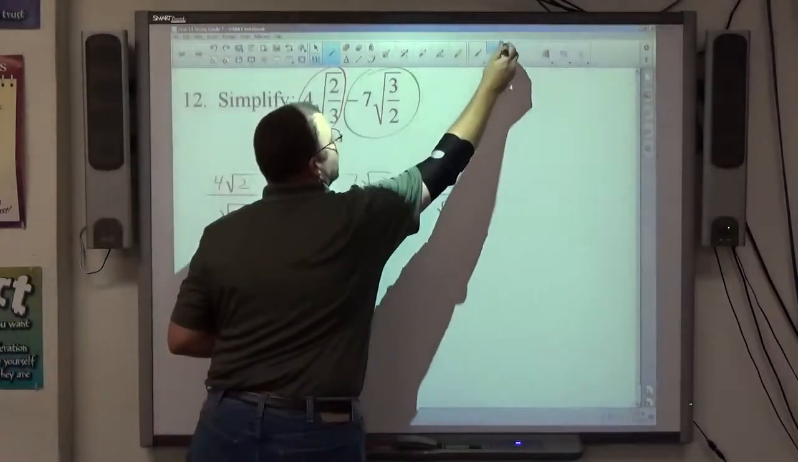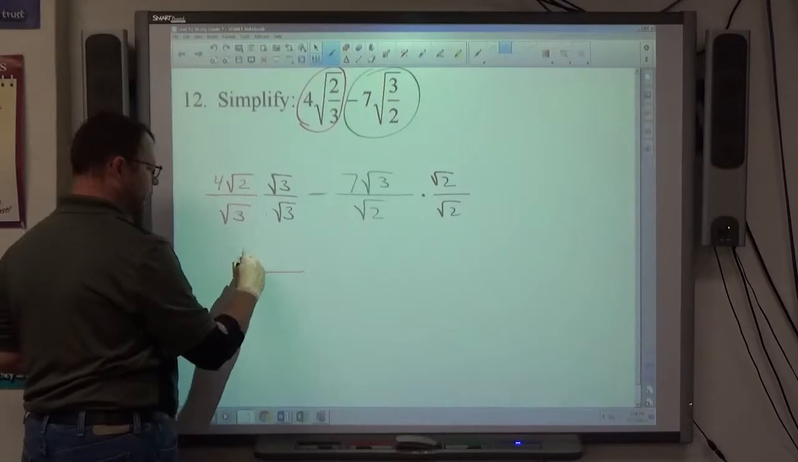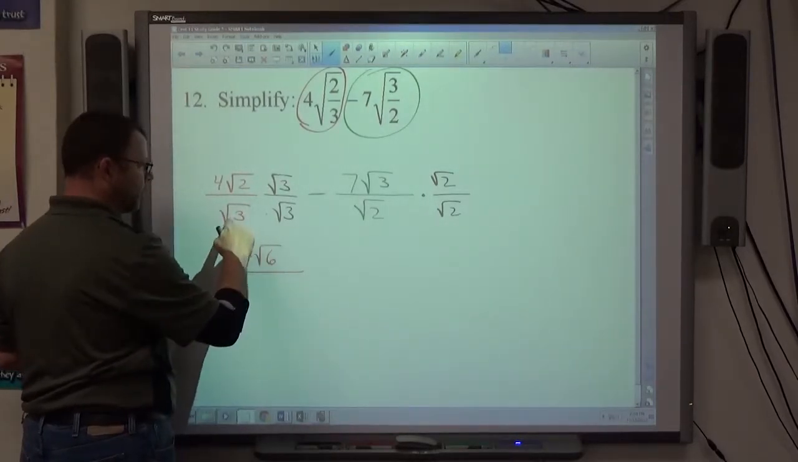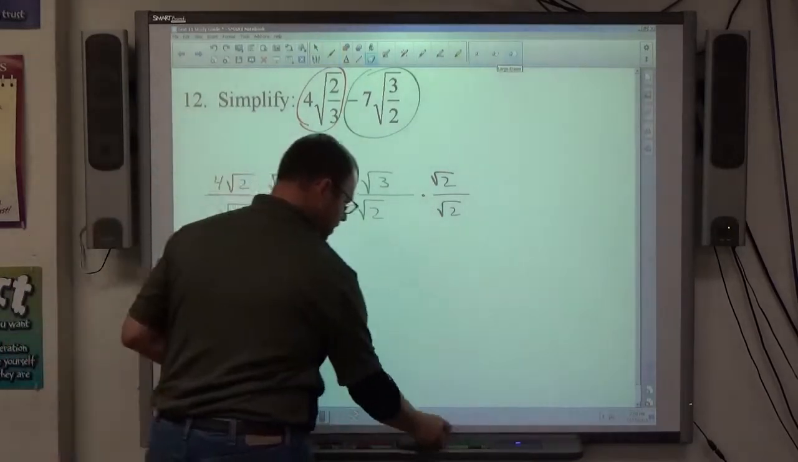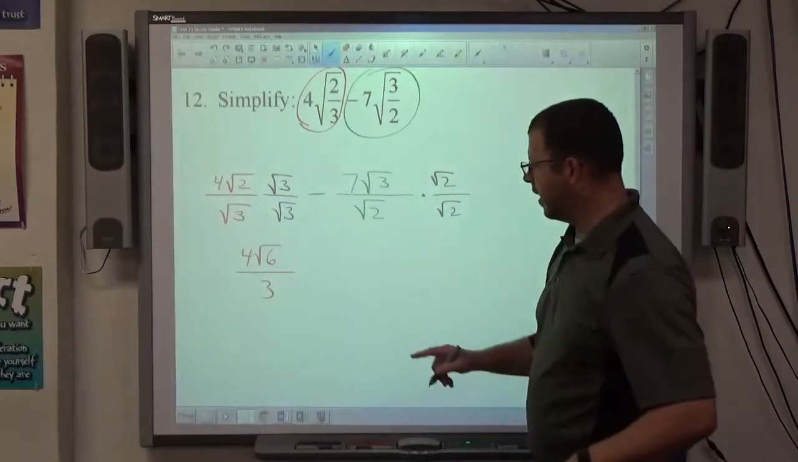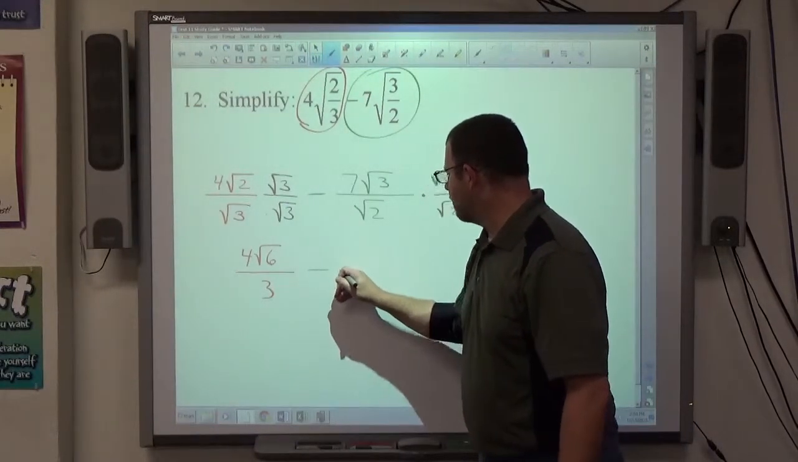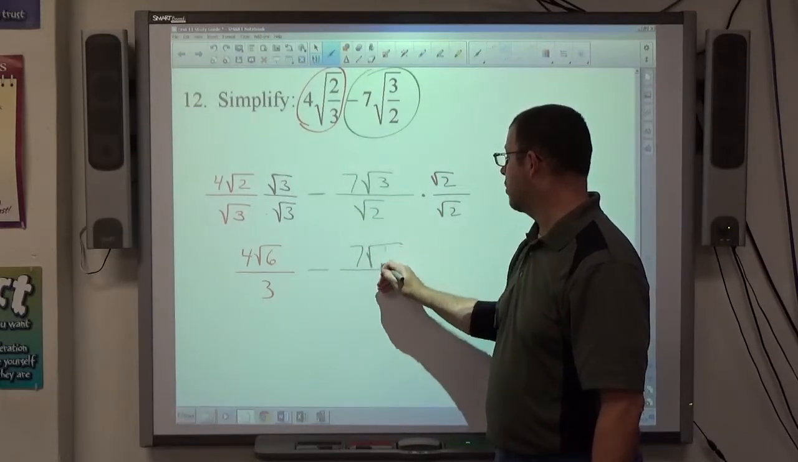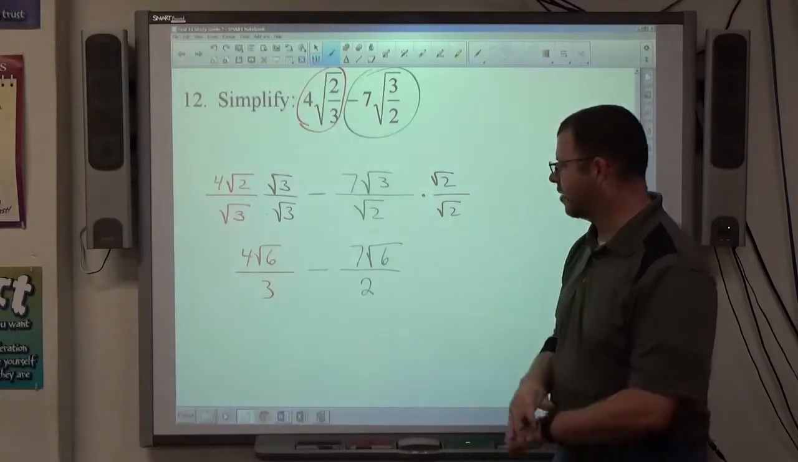So then, for each one of these fractions, I'm going to get a fixed fraction. So 4 is 4. Square root of 2 times the square root of 3 underneath the radical makes square root of 6. The square root of 3 times itself makes 3. And just like that, we have a friendly fraction with a nice, pretty integer denominator. Then we got our second fraction here. 7 is just 7. Square root of 3 times the square root of 2 underneath the radical makes square root of 6. Square root of 2 times itself makes 2. Just like that, we got a second fraction.